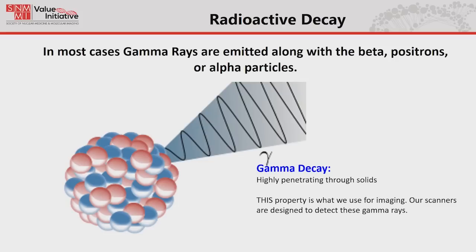From an imaging standpoint, what's important is with the alphas and with the betas, and frankly with the positrons as well, we can't detect the beta particle. It's only going like a millimeter. It's going to stop in the body. Same thing with the positron.